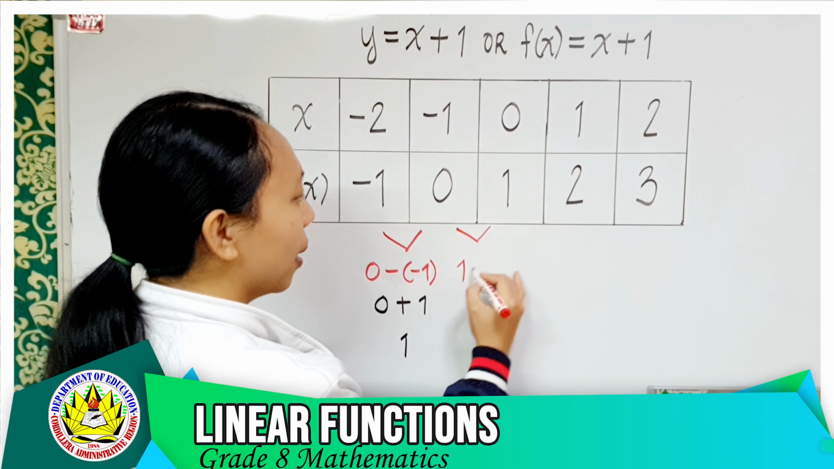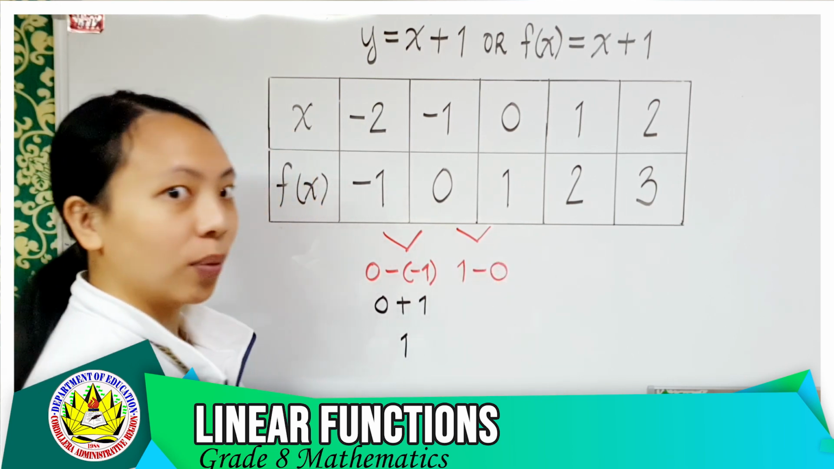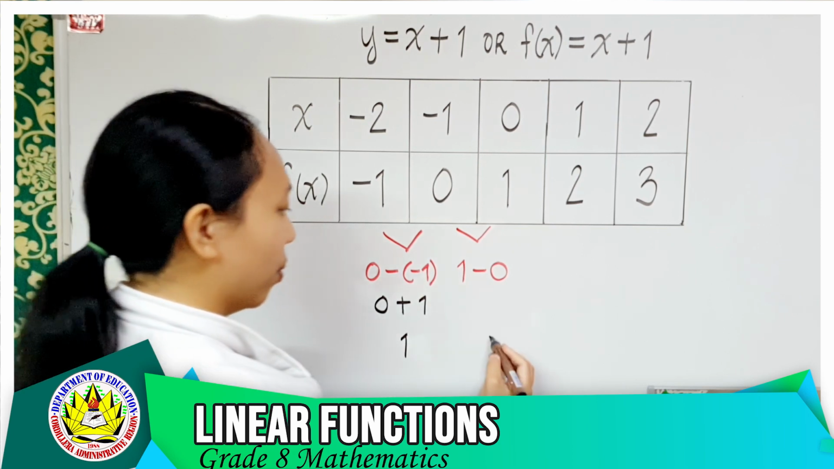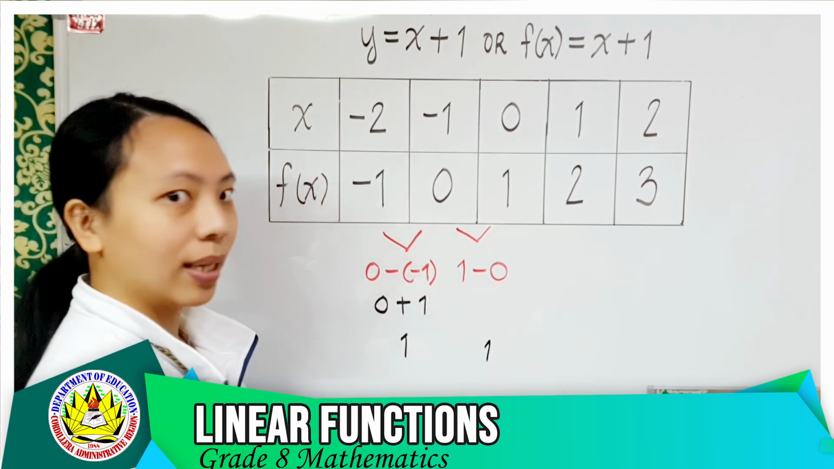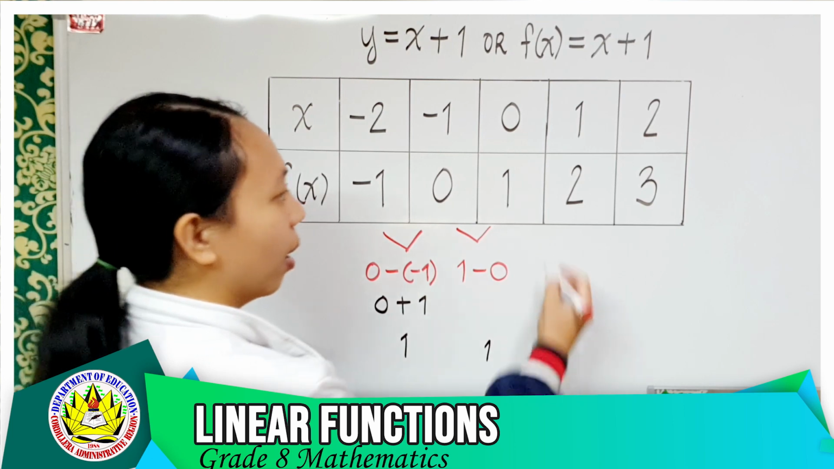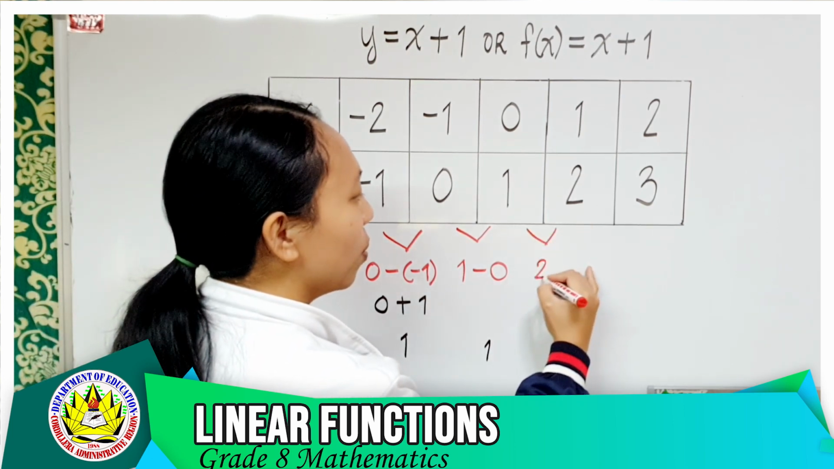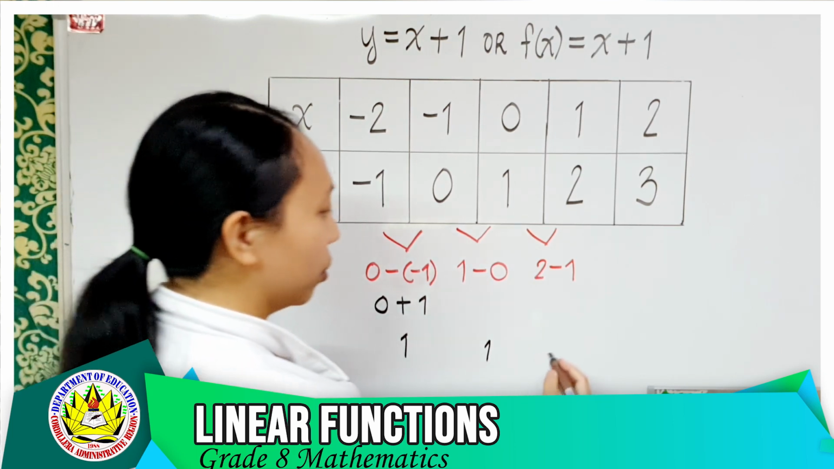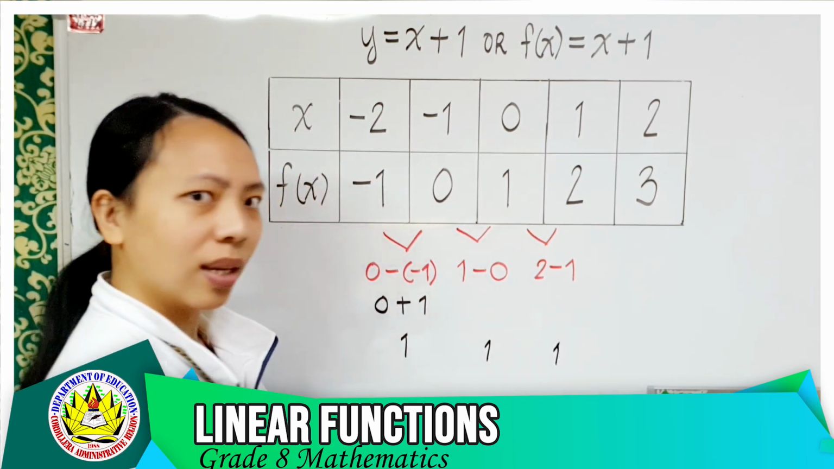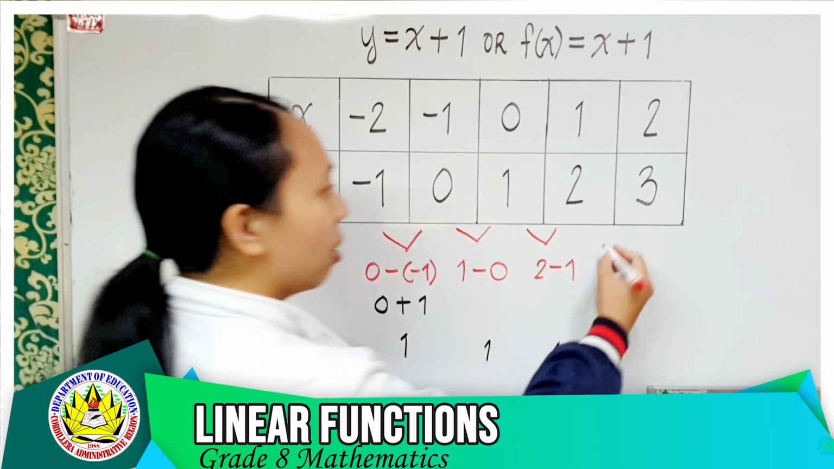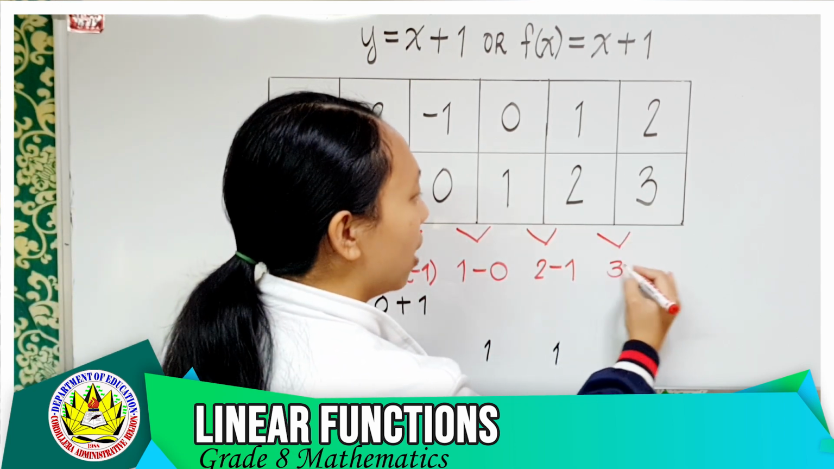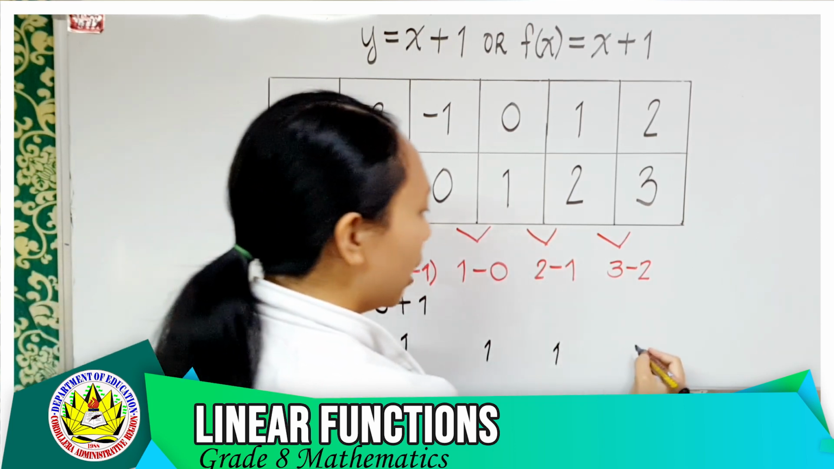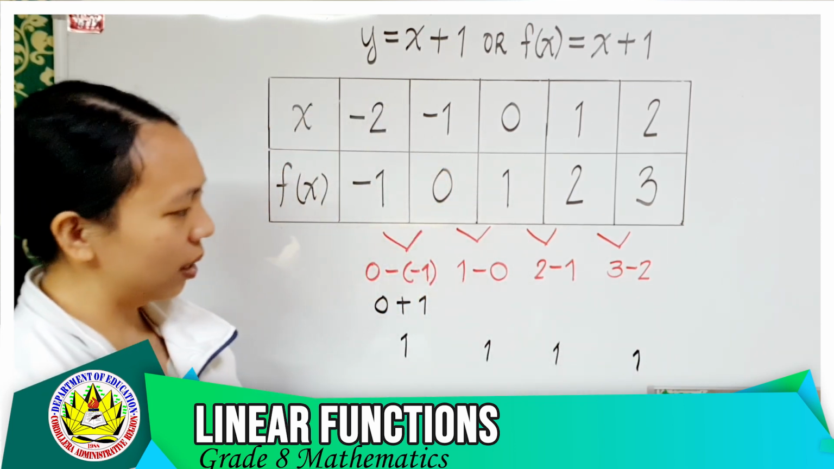1 minus 0 is equal to 1. Next pair. 2 minus 1 is equal to 1. And last pair. 3 minus 2 is equal to 1.